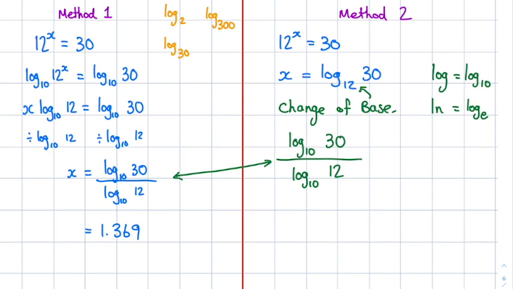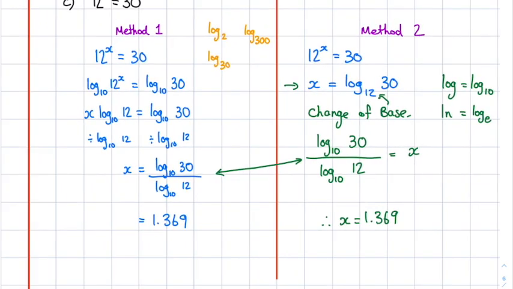So, in advance, we're quite happy for you to rewrite it in logarithmic form and then jump straight into change of base. And we said that is going to equal x. So therefore, again, x is going to equal 1.369 when we round it to 3 decimal places.